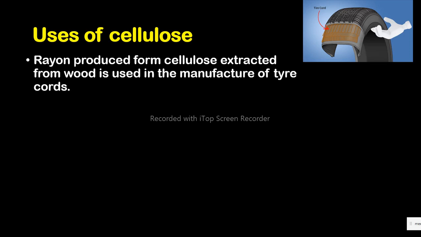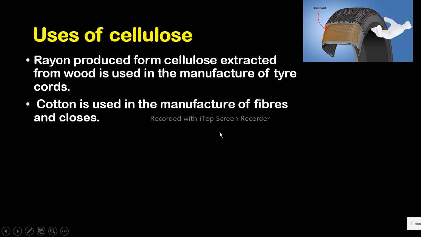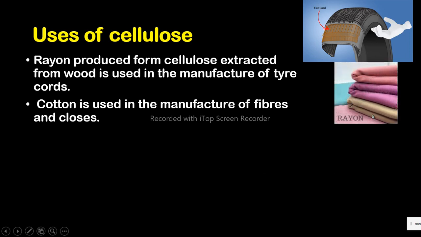You can see how cellulose is good. Number two, the cotton, which we said is 90% cellulose. We use it to manufacture clothes. You can have a look.